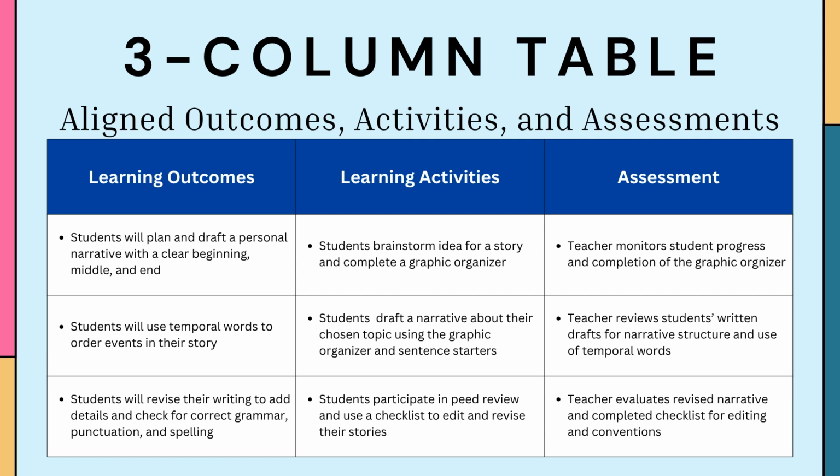This three-column table shows how outcomes, activities, and assessments are fully aligned. Students begin by brainstorming and organizing their stories using a graphic organizer. They then draft their narratives with sentence stems and model text. Next, students revise with peer feedback and edit using a checklist. Finally, they submit a polished draft and reflect on their progress using an emoji scale or Flipgrid.